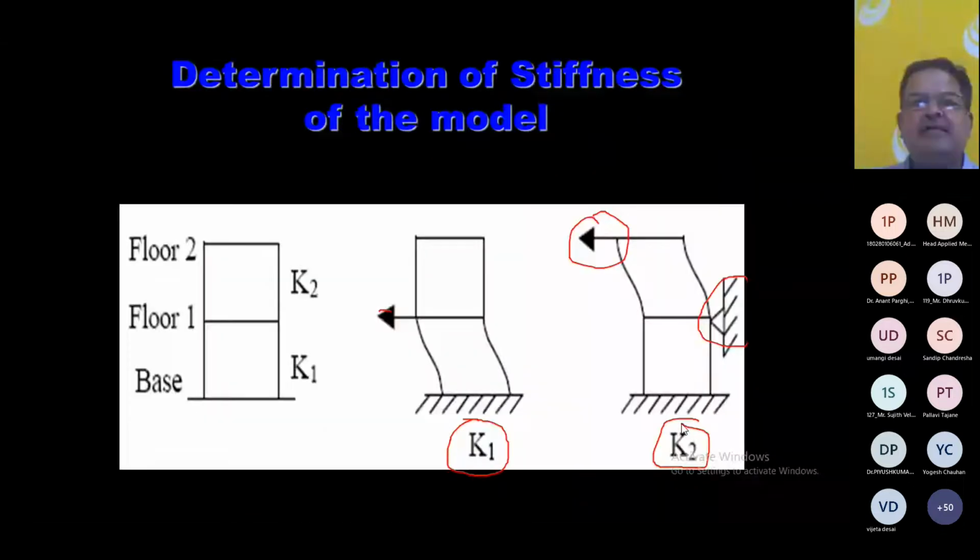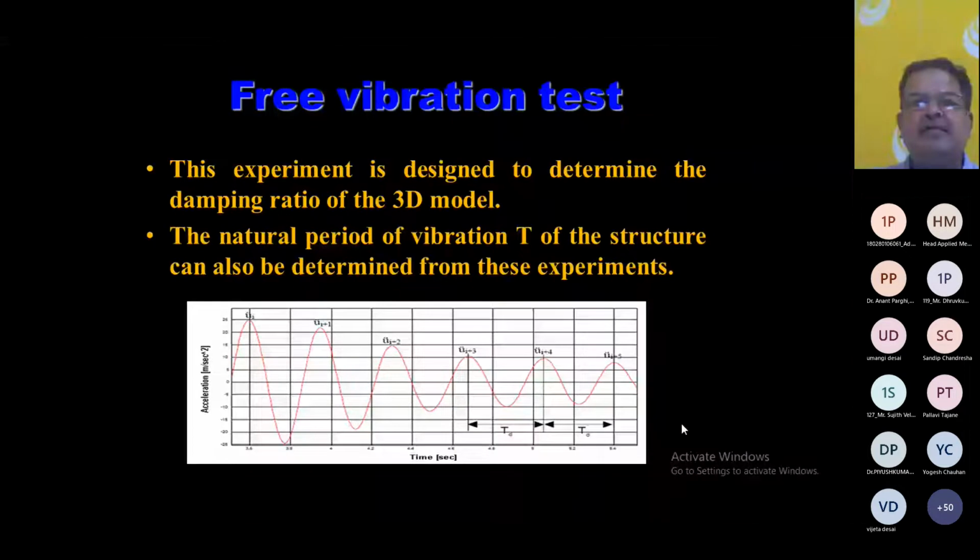And then we perform the free vibration test. Free vibration test means what? Again, I'm saying the model is there and you disturb it initially. Once you disturb it initially, it will vibrate on its own elastic property, right? That is the free vibration test, right? And from this test we can measure the natural period of the building, and we can also determine the damping.